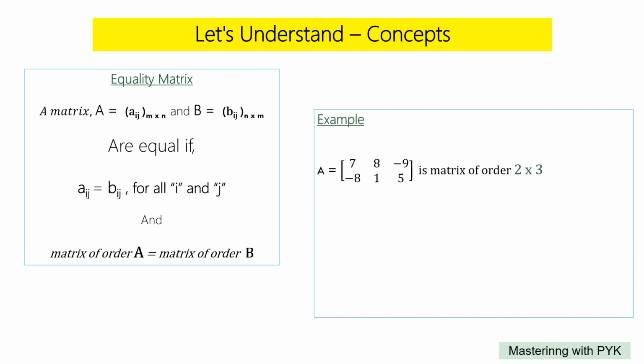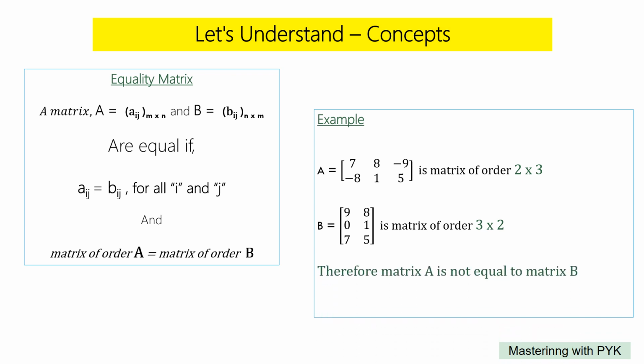Example: here A is a matrix of order 2 cross 3, which means 2 rows and 3 columns, and B is of order 3 by 2. Are these matrices equal? No, because the order itself is different, so these matrices are not equal. Also, for addition and subtraction, the order is important, so order has to be checked before the operation is defined.